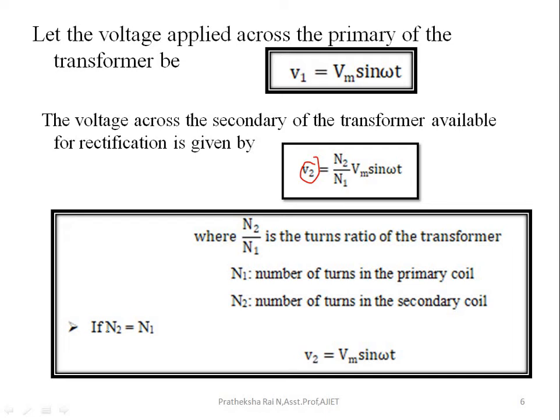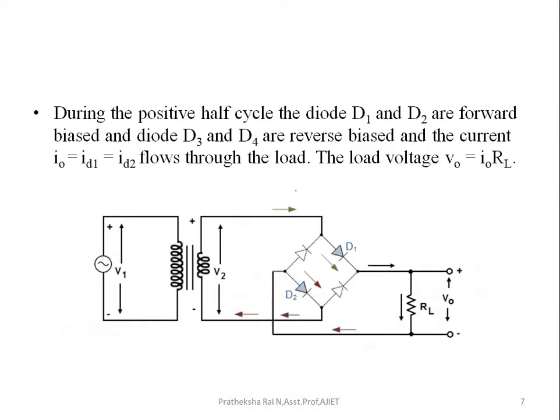What is N2? N2 is the number of turns in the secondary coil. What is N1? N1 is the number of turns in the primary coil. If both the turns are equal, then the voltage produced will be the same, so there is no step down. Because of that, the voltage at the secondary is also Vm sin omega t, that is V2 is equal to V1, if N2 is equal to N1. This is the first part you are going to start with: you write the input voltage and the secondary voltage, which is produced at the diodes for rectification.